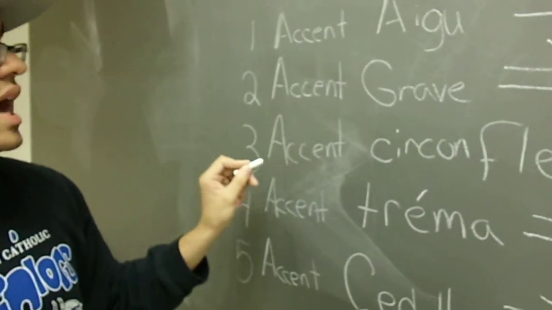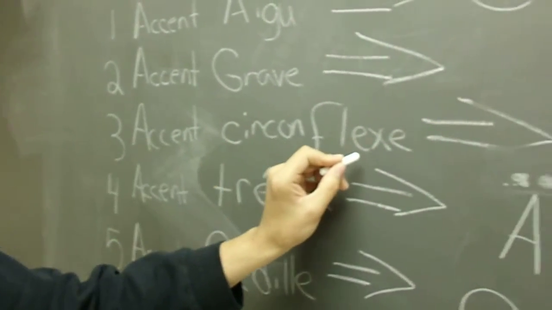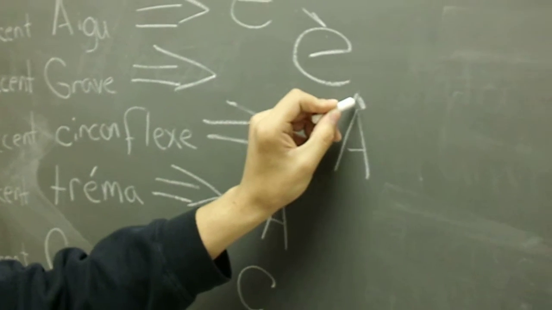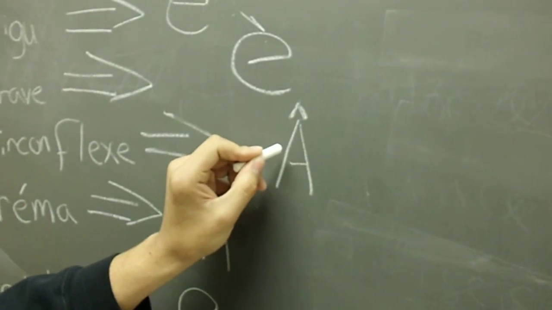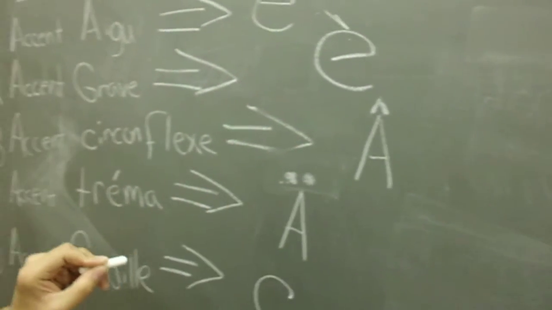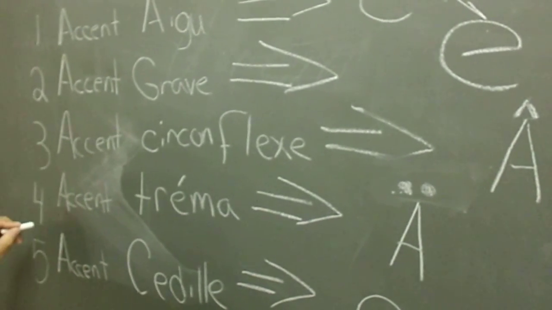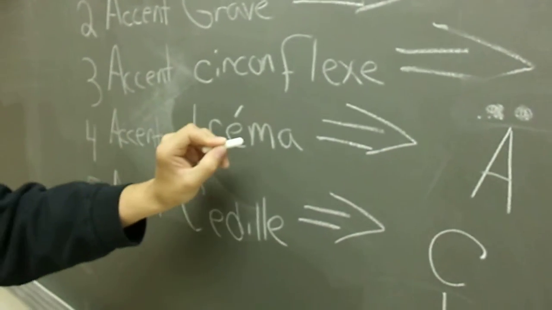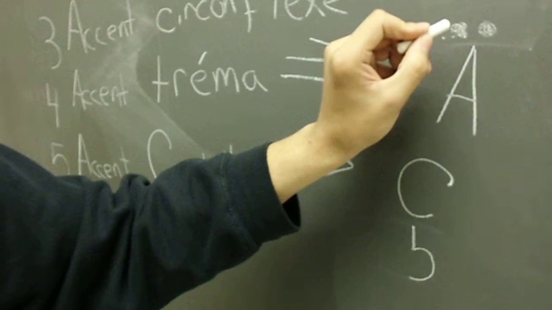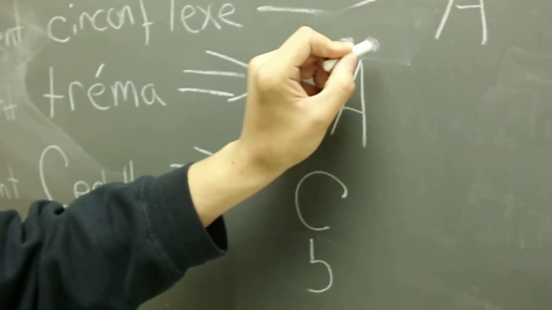Number 3 is accent circonflexe. It is a little caret above the letter. Number 4 is accent tréma. It is 2 dots next to each other.